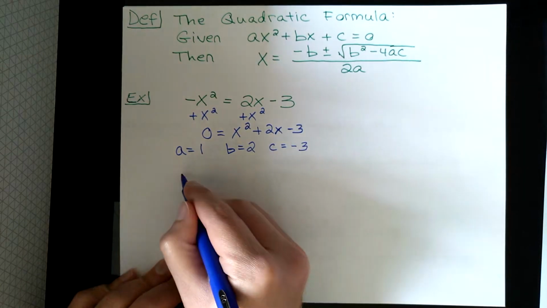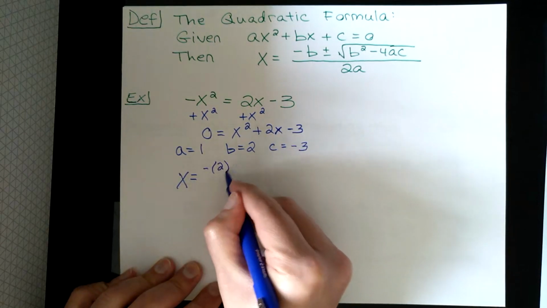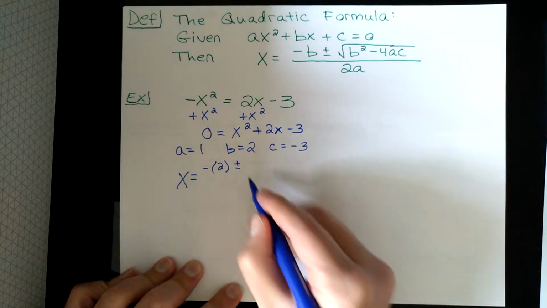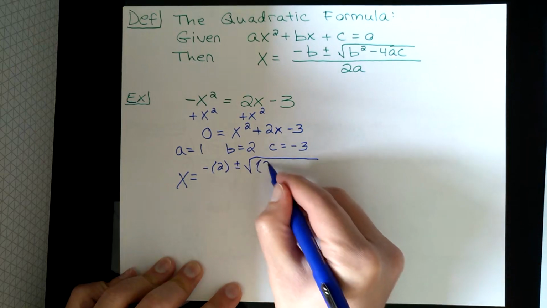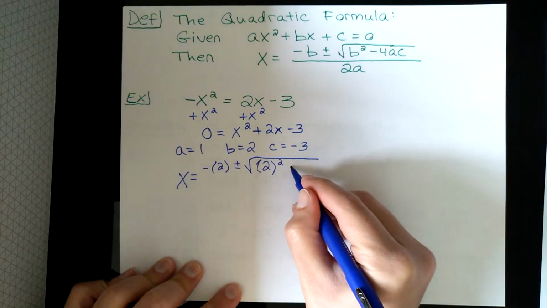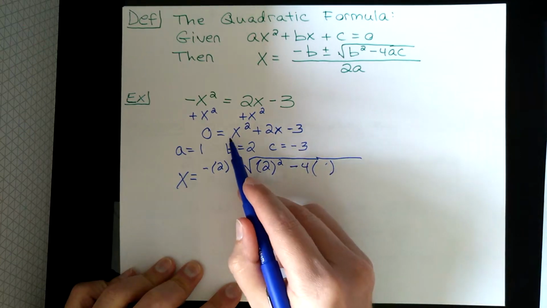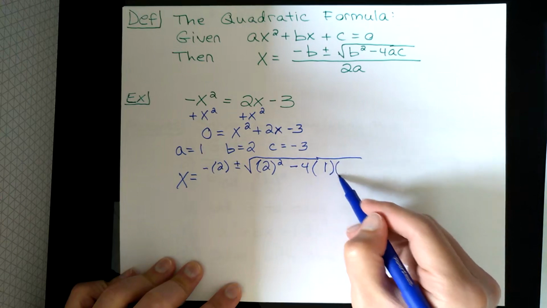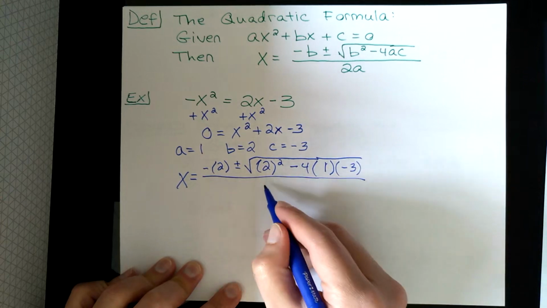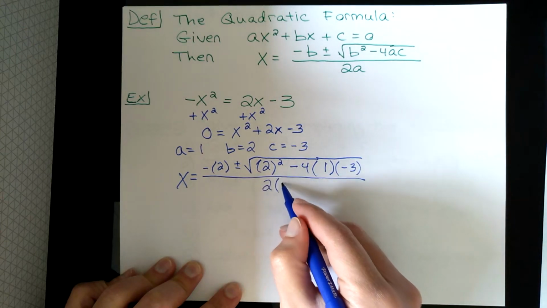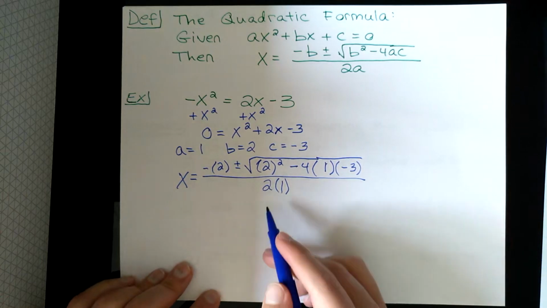So plugging these into our formula, we have x equals -b, so -2, plus or minus the square root of b squared, which is 2 squared, minus 4 times a, which is 1 again, times c, which is -3, all over 2 times a, which is 1. Now we just have to simplify this.